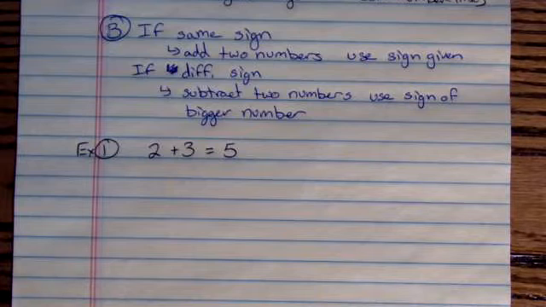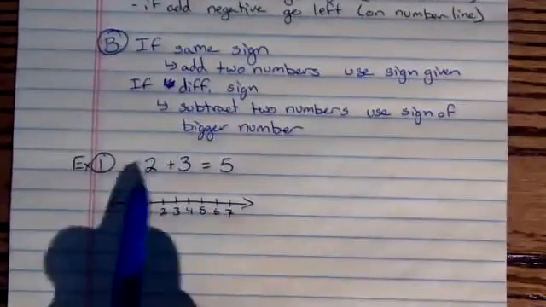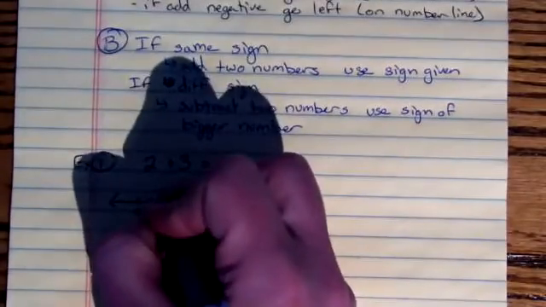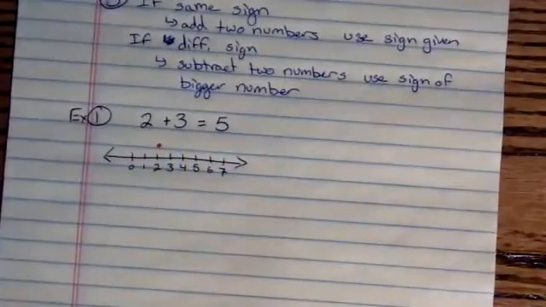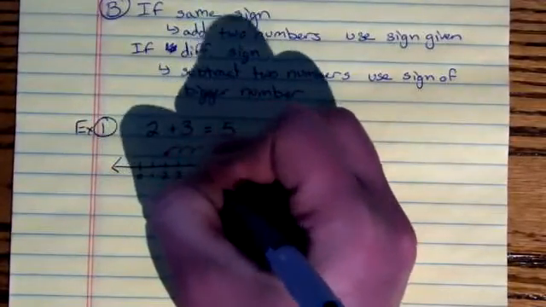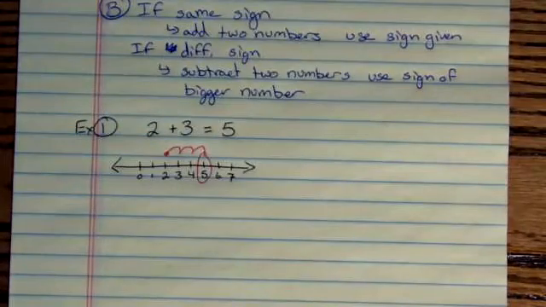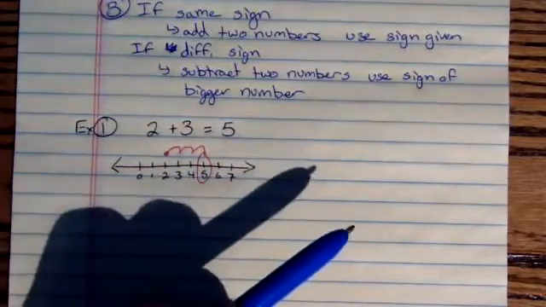We're also going to use a number line, and I'm going to show you how the number line rules work. So we have a number line here. With our rules, it says start at the first integer. So our first integer is 2. We're going to start here. And then it says, if add positive, go right. If add negative, go left. Well, we're adding a positive 3. So that means we're going to go right 3 spots. We start here at the 2, and then we go 1, 2, 3 spots, and we end up at the 5. So this is using a number line to prove we added a positive, so we go right on the number line.